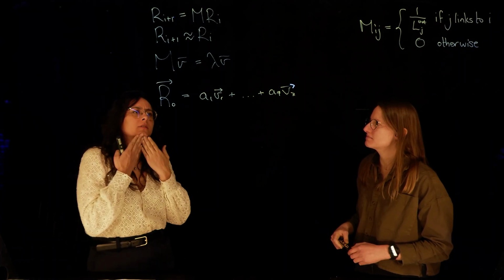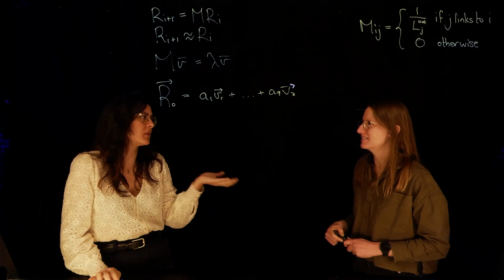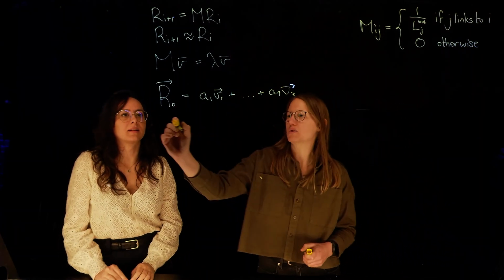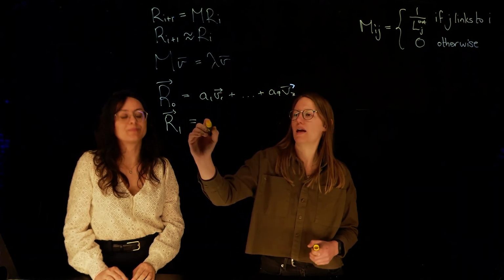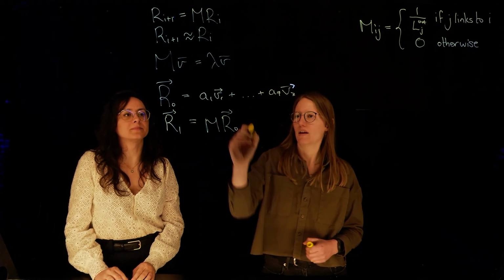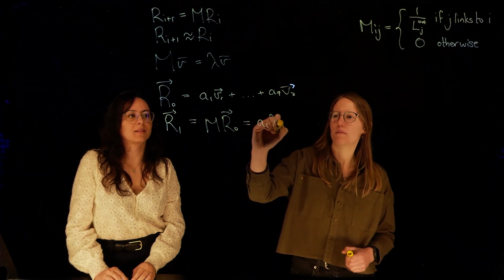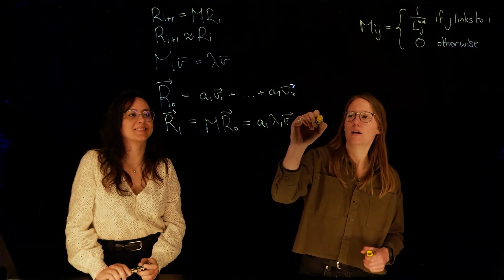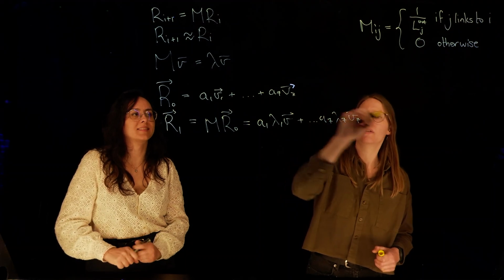Okay, and from here, how do you calculate the next one? I mean, R1. Exactly. So we can use our update rule here. The next vector, R1, is going to simply be M multiplied by R0. If I multiply that through, I will get A1 lambda 1 V1, and then summed all the way up to A7 lambda 7 V7.